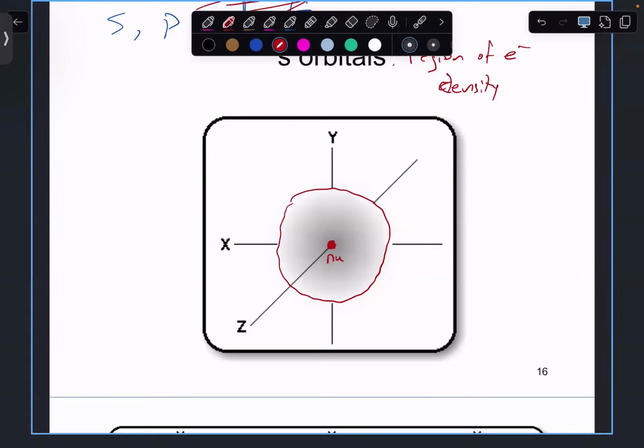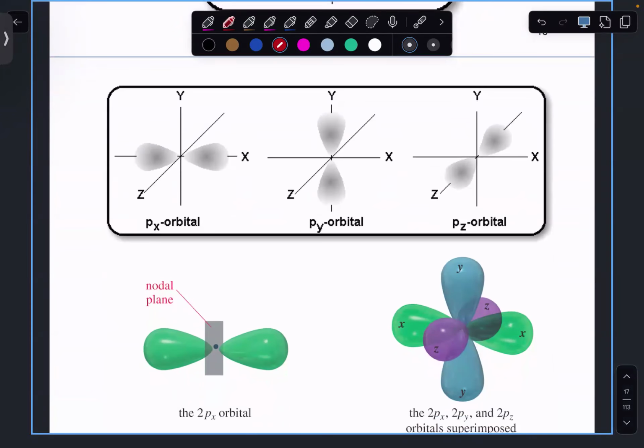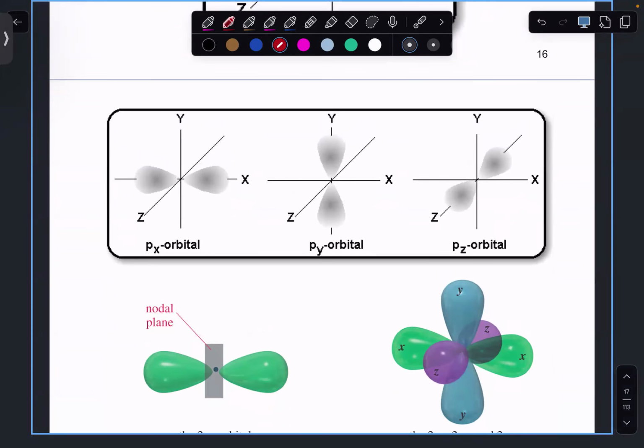Okay. Then we get the p orbitals, the p atomic orbitals. And these are dumbbell shaped, right? And again, the nucleus is in the middle.